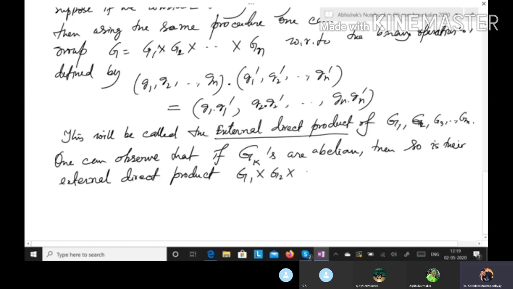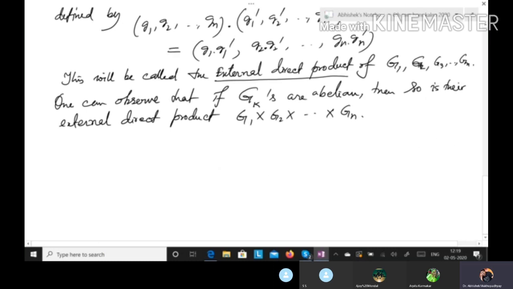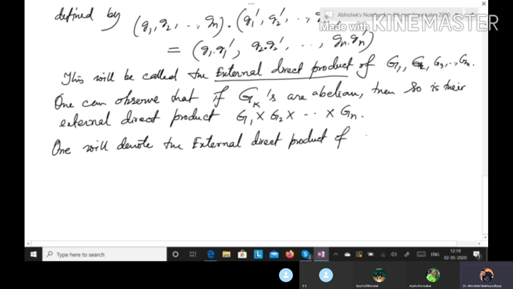G1 cross G2 cross Gn. Now one may denote the external direct product of G1, G2, Gn as this, k equals 1 to n.